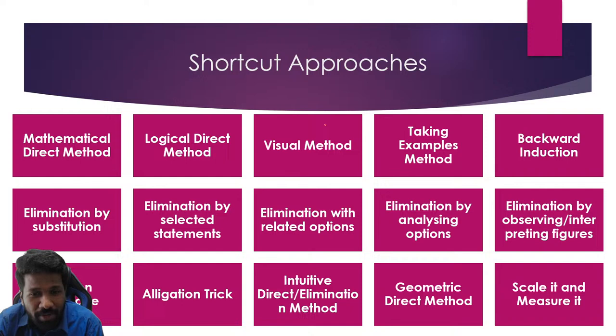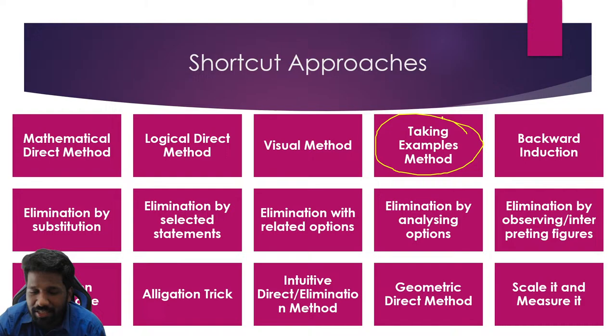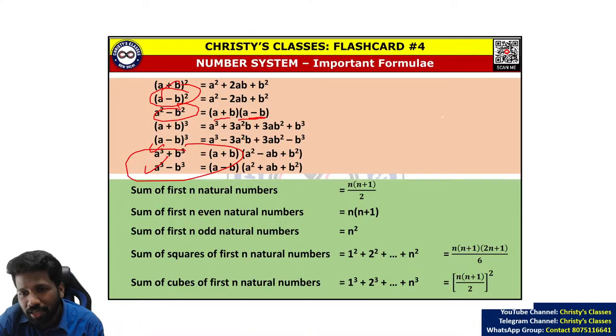In my previous YouTube live, I have discussed 15 shortcut ways or 15 approaches for solving general aptitude questions. Many people make the mistake of limiting themselves to the mathematical direct method, elimination by substitution, these kinds of one or two methods only. But there are 15 ways of doing it, and one of the major methods is the taking example method. If you use the taking example method, you can do this question too.